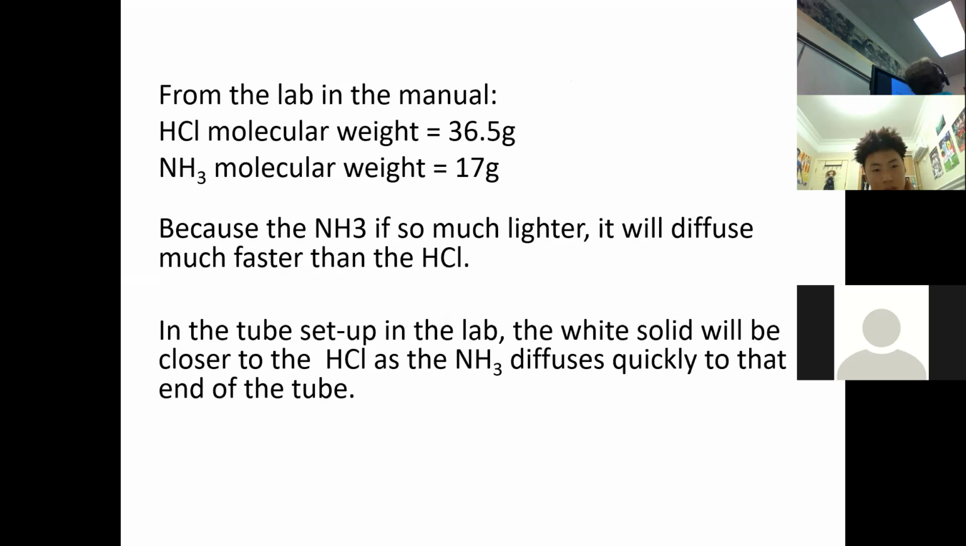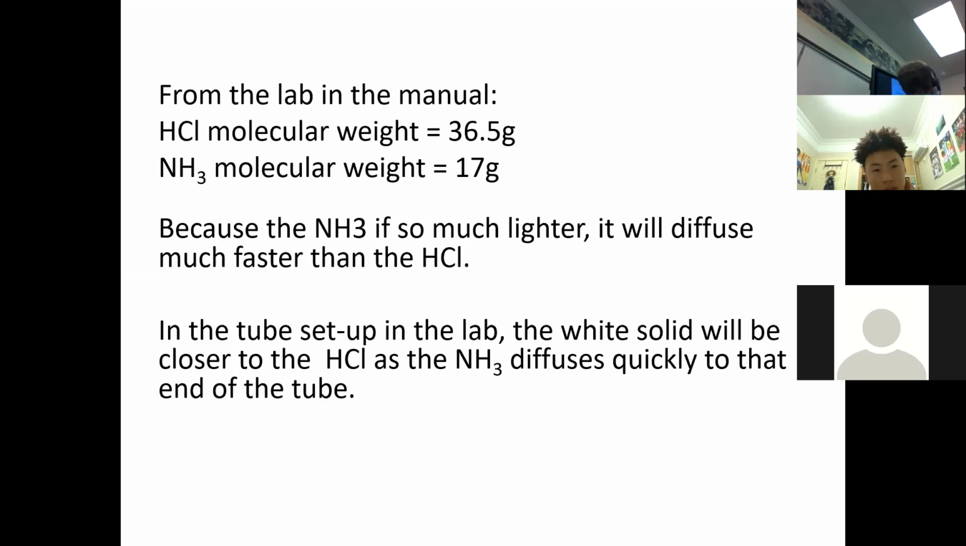This is just something from the lab manual. HCl has a molecular weight of 36.5. Ammonia, NH3, has a molecular weight of 17. Because that's so much lighter than HCl, it's going to diffuse much faster than HCl. Okay?